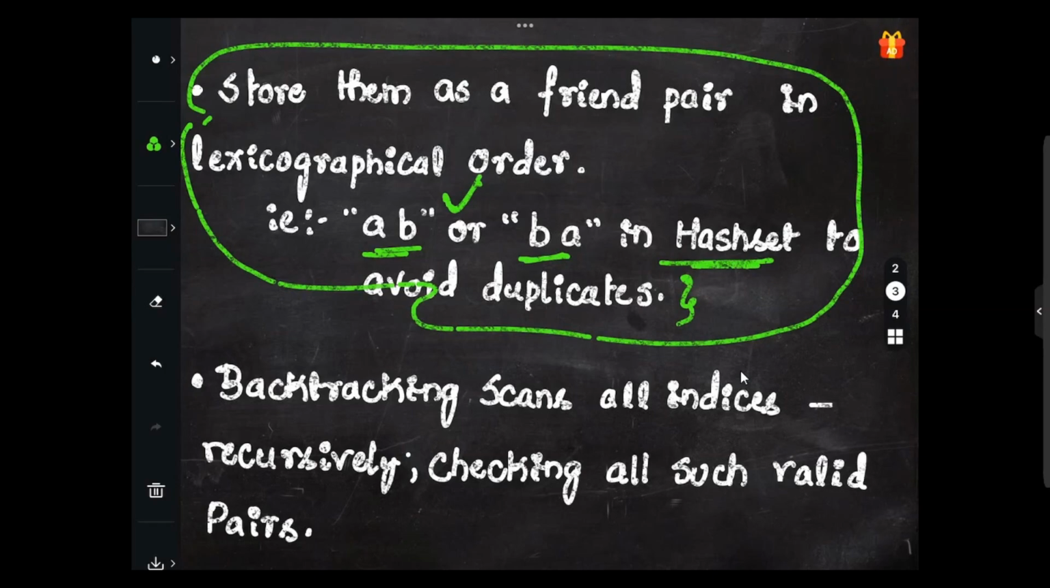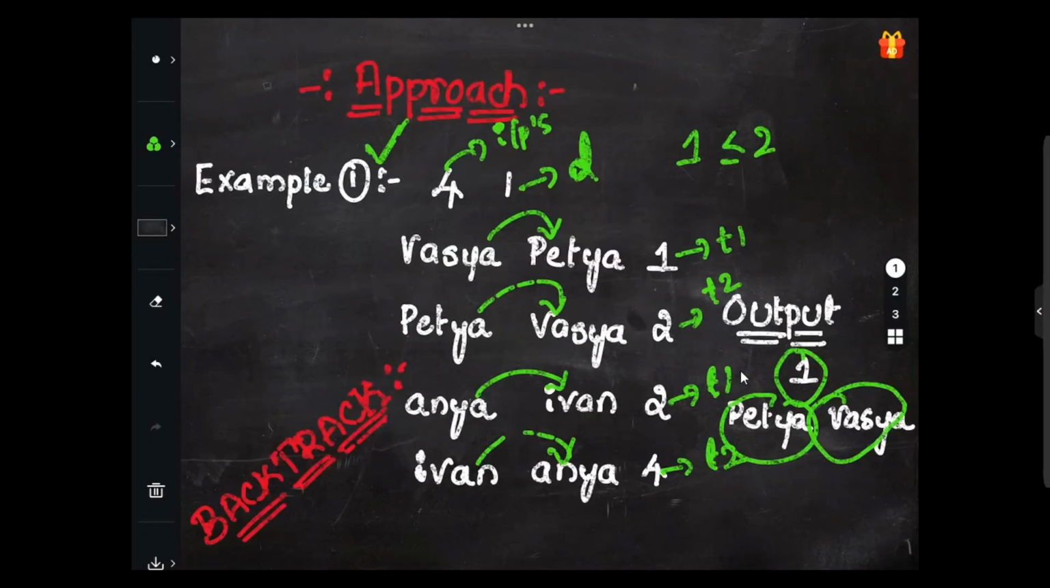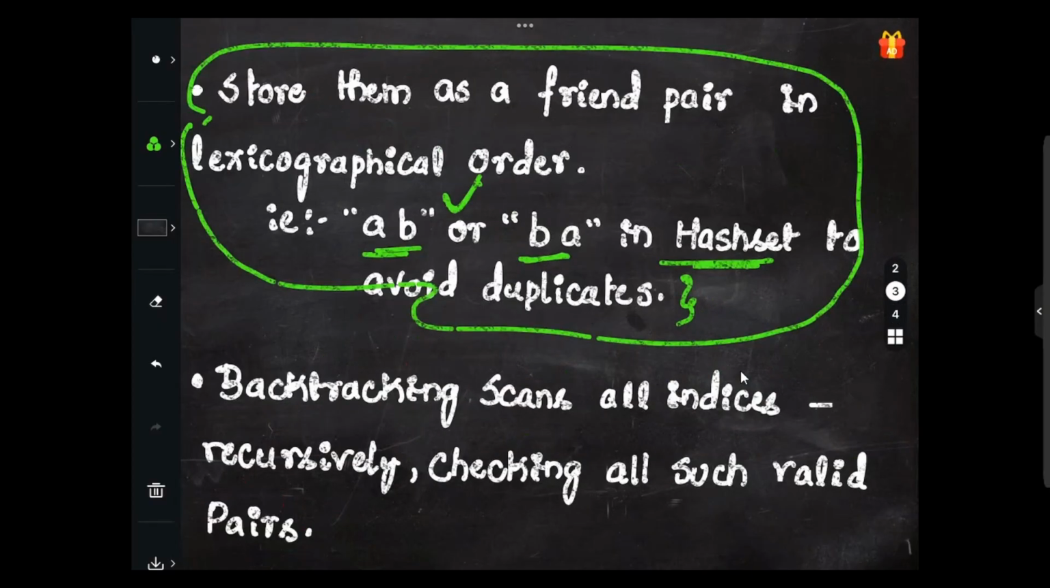So basically, I just wanted to tell you one thing. We will be going with a backtracking approach to solve this problem. As the constraint is not very tight, backtrack suits well for this particular problem, right? So just keep this in mind. We will store them as a friend pair in lexicographical order, nothing but a comma b or b comma a, in a hash set just to avoid the duplicates, or we can just go with pure backtracking as well, right?